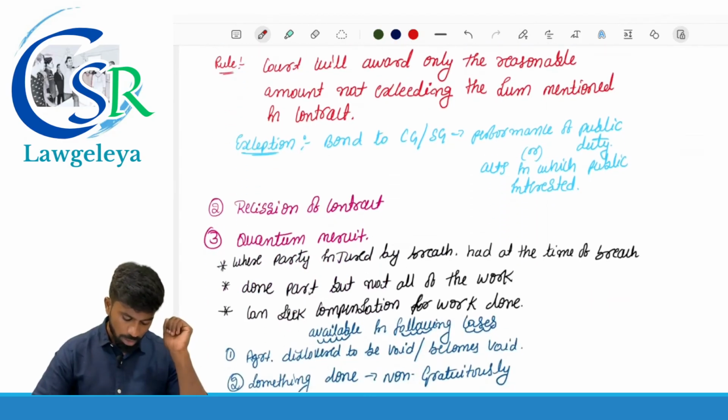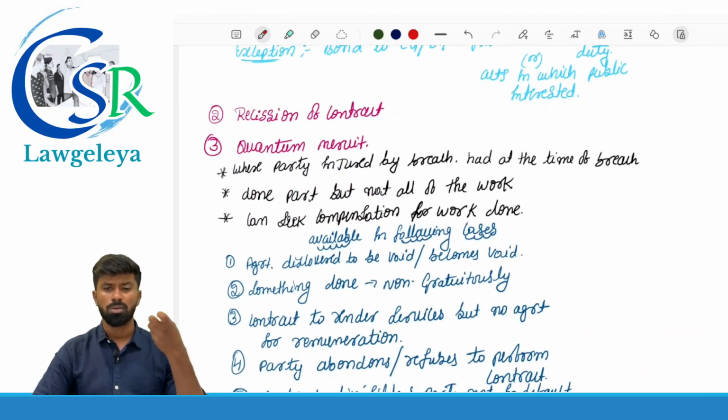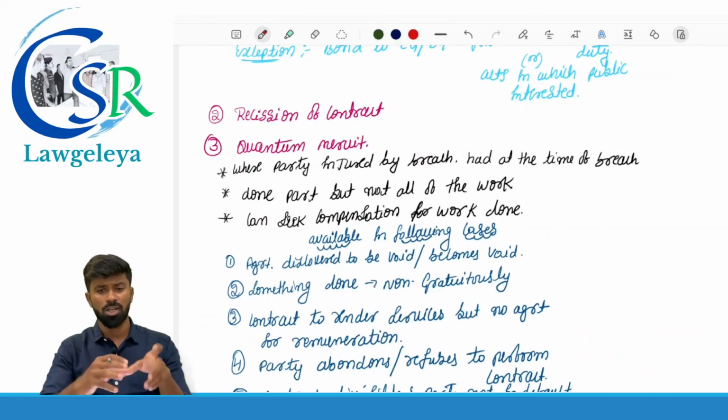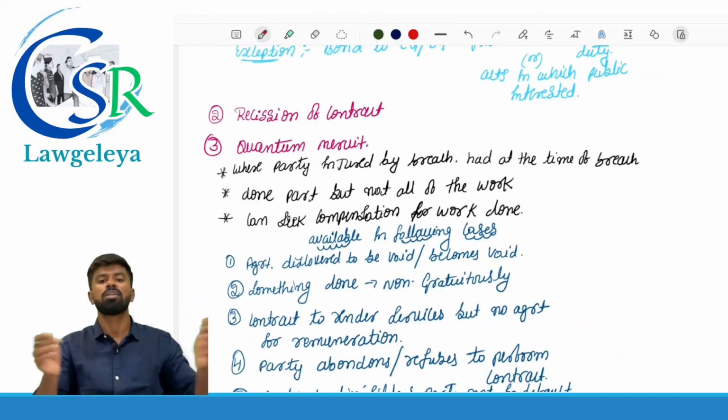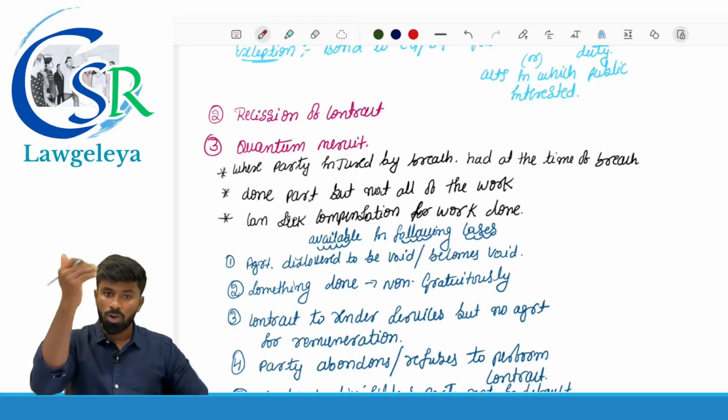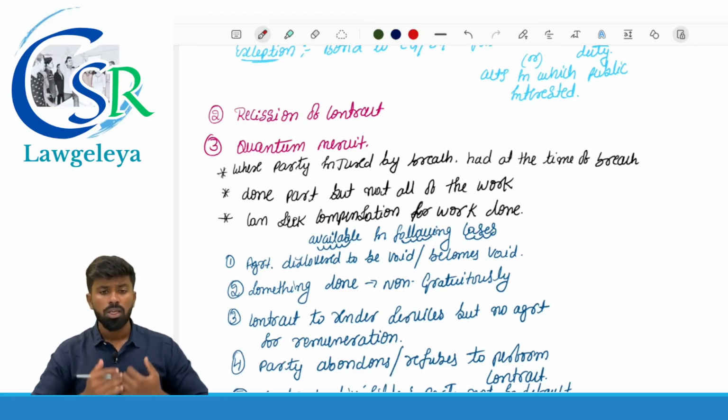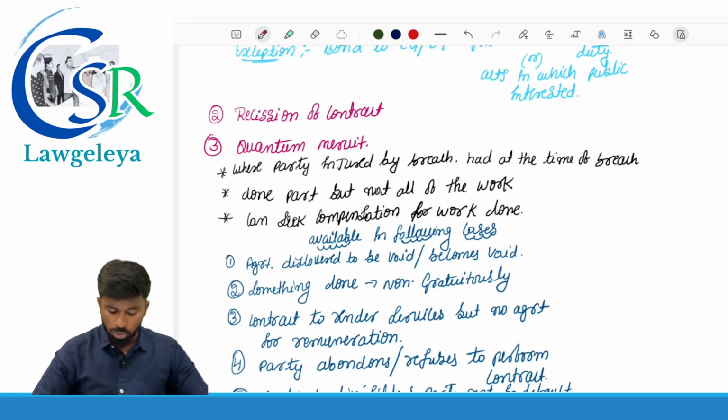Next one, the aggrieved party can cancel the contract. Third one, quantum meruit. What is quantum meruit? As much as merited. When a person has done some work, but he could not complete the entire work because of the fault of the other party, he can recover the money for the work he has done. So where a party injured by breach had, at the time of breach, done part but not all of the work, he can seek compensation for work done.